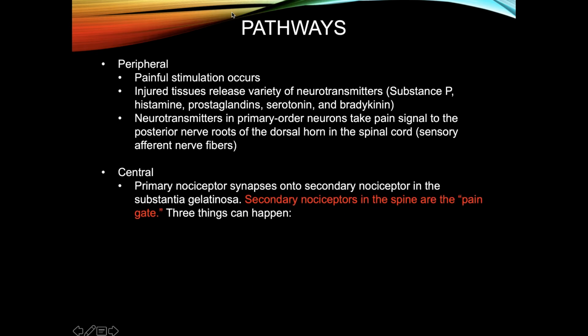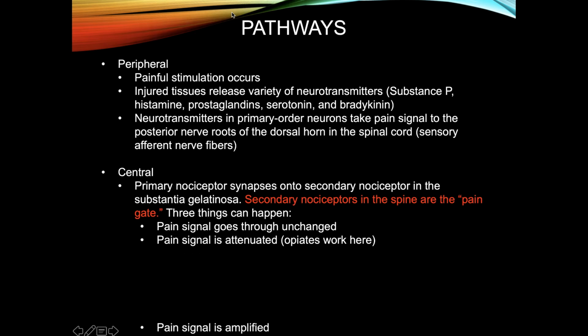And then it goes on to our central system, where our primary nociceptor synapses onto the secondary ones in the substantia gelatinosa. The secondary nociceptors in the spine, this is where the pain gate, as it's called, is. And right here, three things can happen. The pain signal just goes right on through unchanged, or it is attenuated, and this can happen with opiates and other types of interventions, or it can actually be amplified in a dysfunctional state.